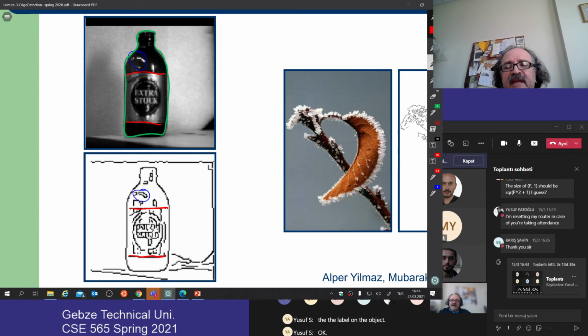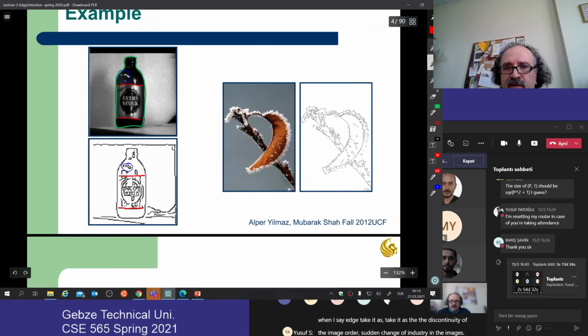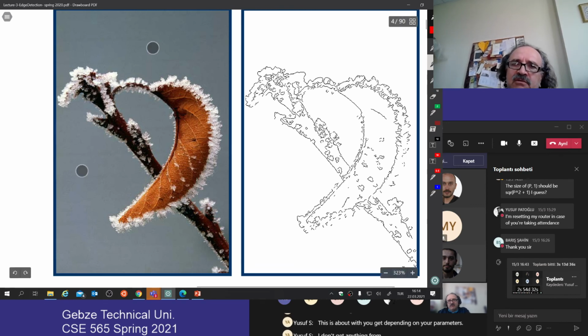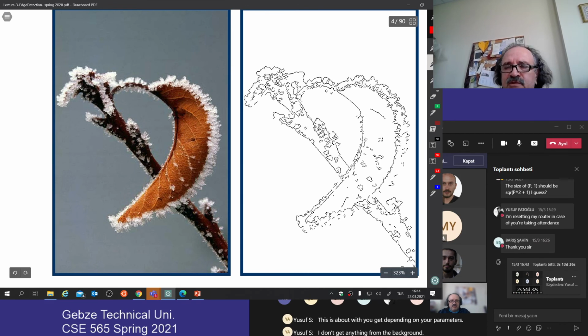So when I say edge, don't take it as an edge of the object. When I say edge, take it as the discontinuity of the image, or the sudden change of intensity in the images. That's what we mean. If you do the edge detection on this nice image, this is what you would get depending on your parameters. I don't get anything from the background, but I get lots of stuff from the image itself.